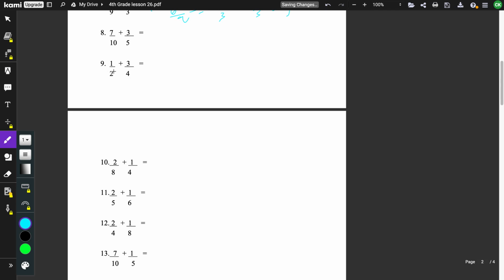Moving on, number 9, 1/2 plus 3/4. 1/2 actually simplifies down to 2/4. And 2/4 plus 3/4 is essentially 5 over 4.